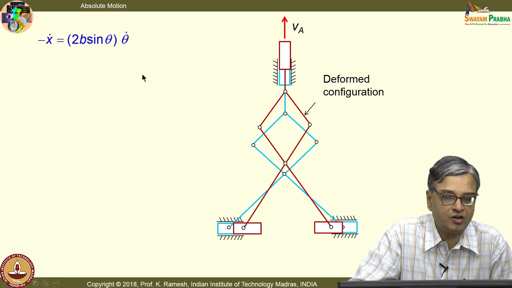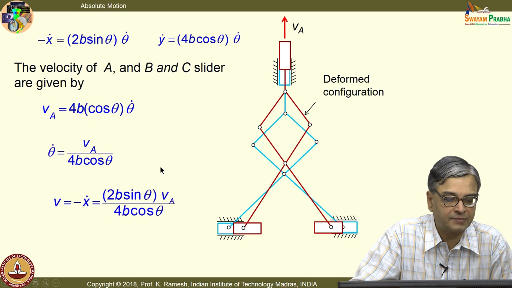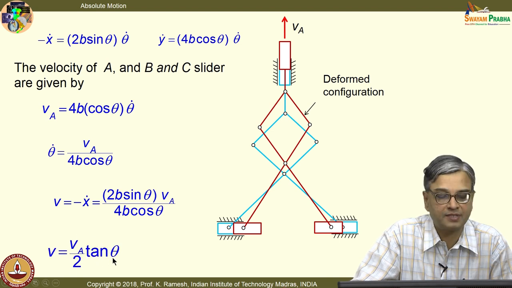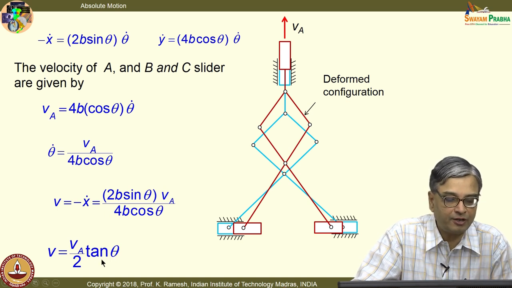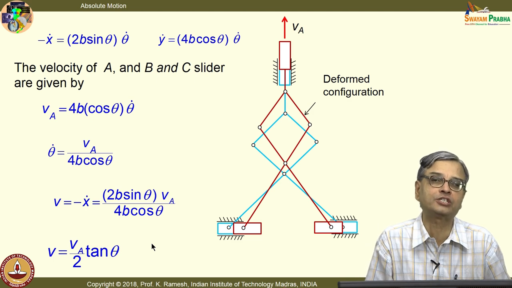So, I have expression for x dot, the velocity of A, B and C sliders. I have VA is this, and then theta dot equal to VA by 4b cos theta, and v equal to minus x dot. So, I can simplify this finally as VA by 2 tan theta, the magnitude I can simply write as VA by 2 tan theta. So, when I move this up, this comes down. Here I have written only the values, and this is fairly a straightforward problem for you to comprehend the motion, and you are able to do an absolute motion analysis.